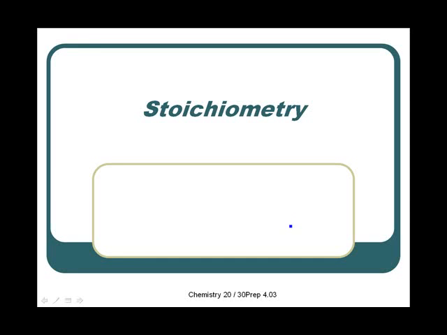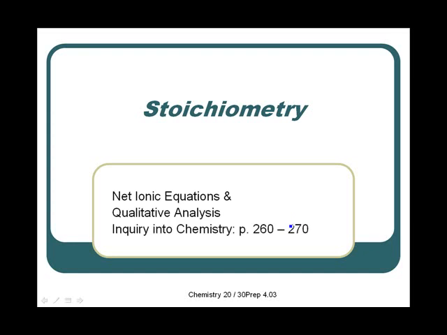Welcome back to Unit 4. We're going to continue our discussion of stoichiometry, and we are going to look at net ionic equations and qualitative analysis. In your textbook, it's pages 260 to 270.